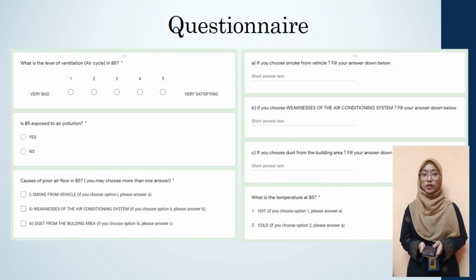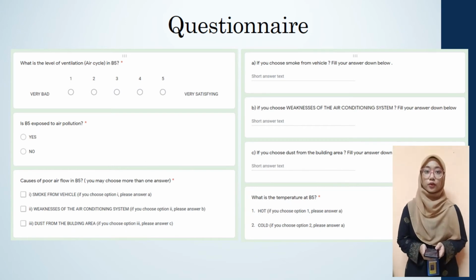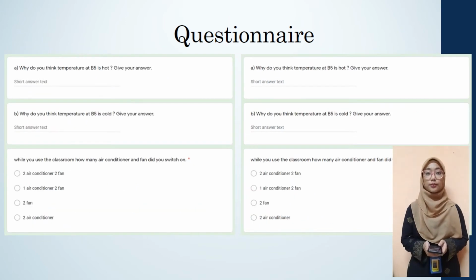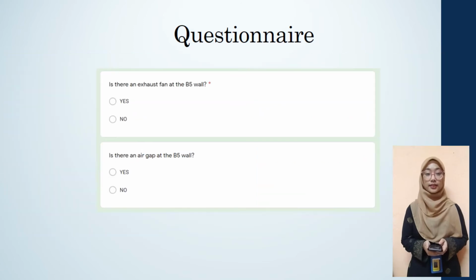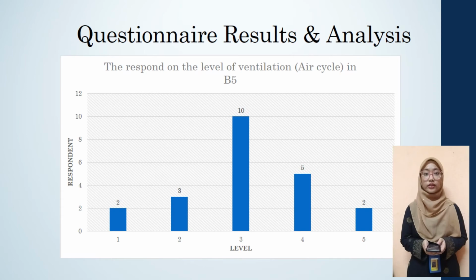For the research question for this project, we asked about the problem faced by most class B5 users before we started the project. For methodology, we asked the following questions. This questionnaire consists of students and lecturers ranging in age from 18 to 60 years old. The first question is, what is the level of ventilation in B5? Most of the students responded at level 3.